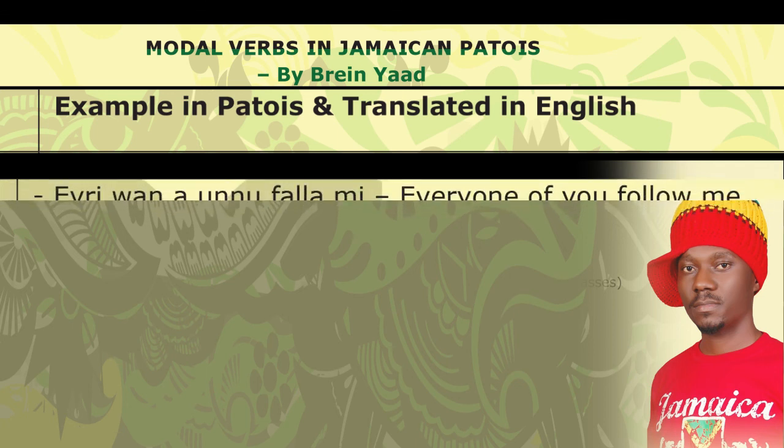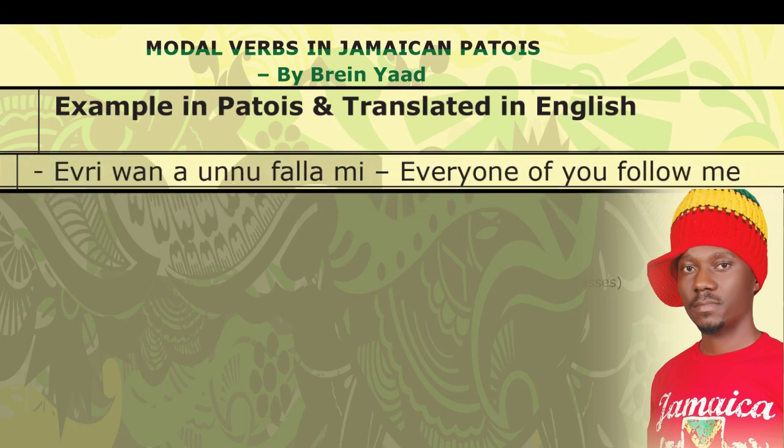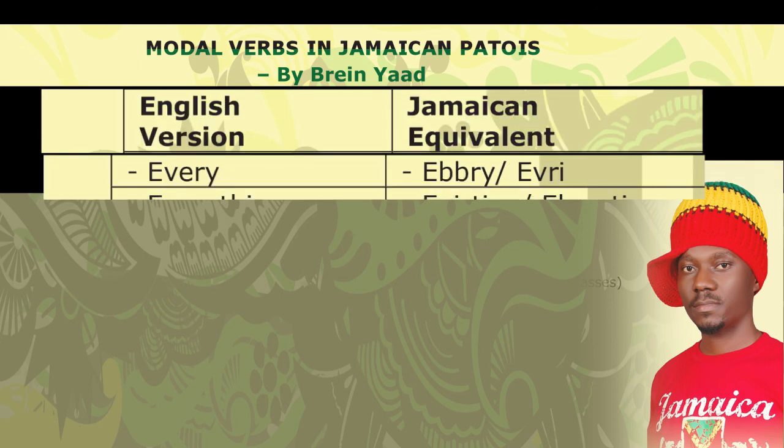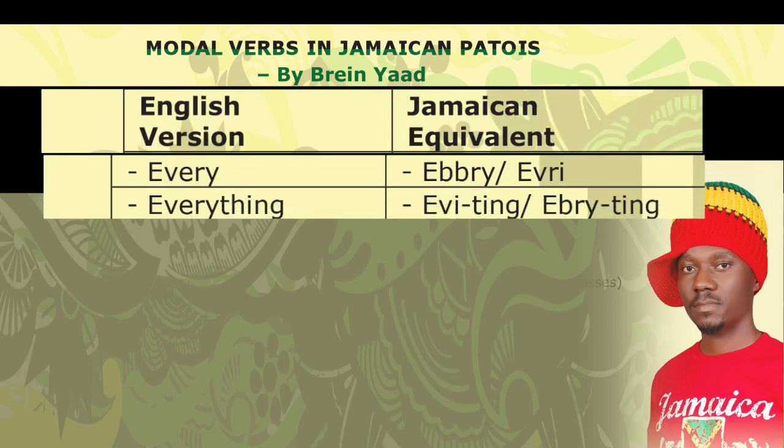So somebody will say, everyone follow me. Everyone follow me. Or sometimes you say everyone follow me back. Meaning every one of you follow me. Everything. How do you say everything? You simply say everything or everything.